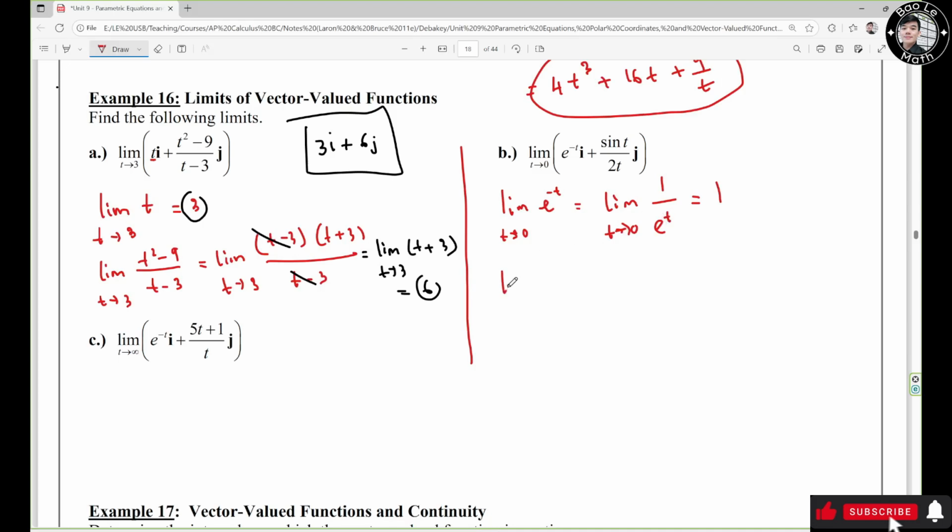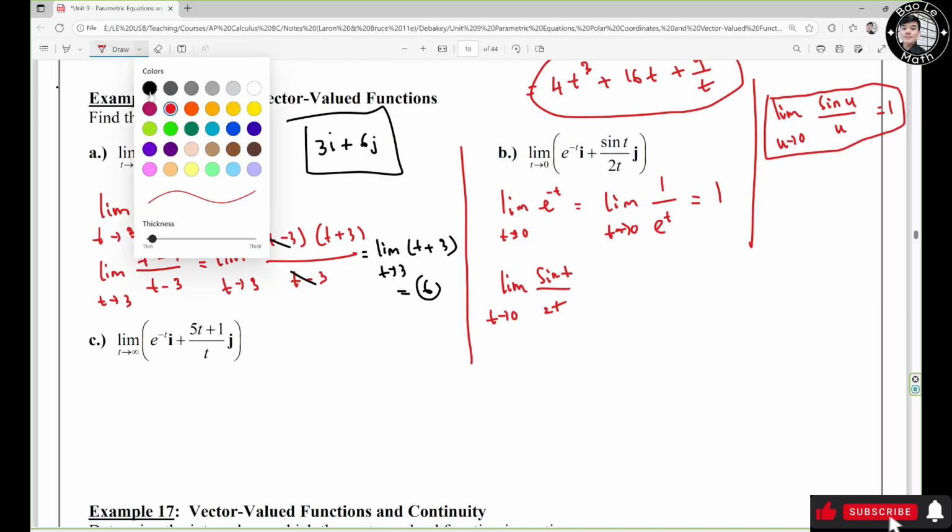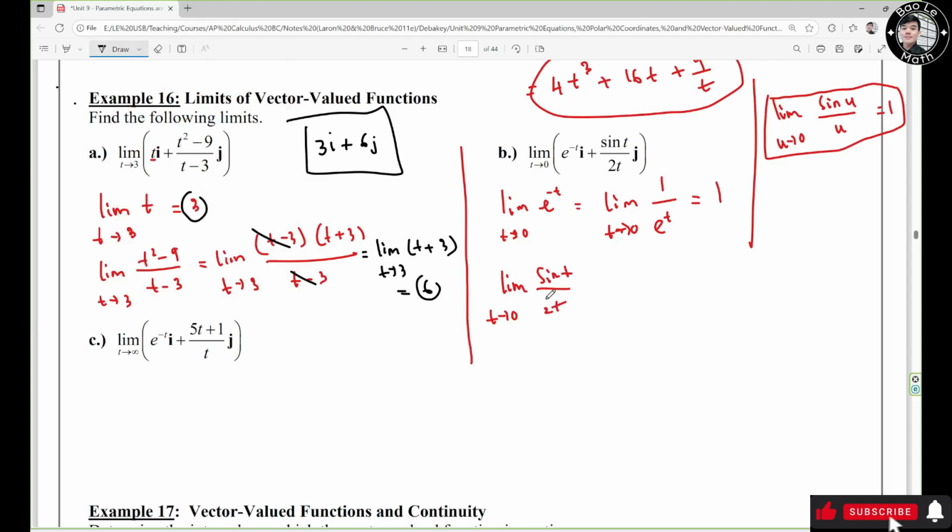Now, limit of sine t over 2t when t approaches 0. Now, we know that limit of sine u over u when u approaches 0 equals 1. This one is the formula you learned from unit 1, right? So we look at this one right here. We see that this is 2t, right? And this is 1t, right? So we need to remove the 2 right here, right?